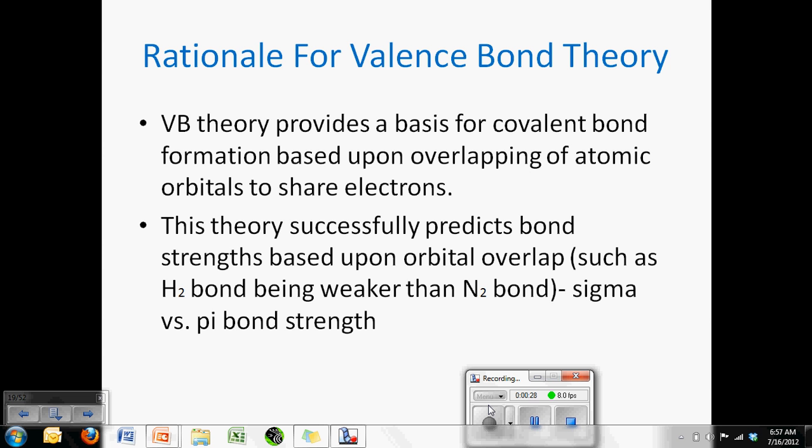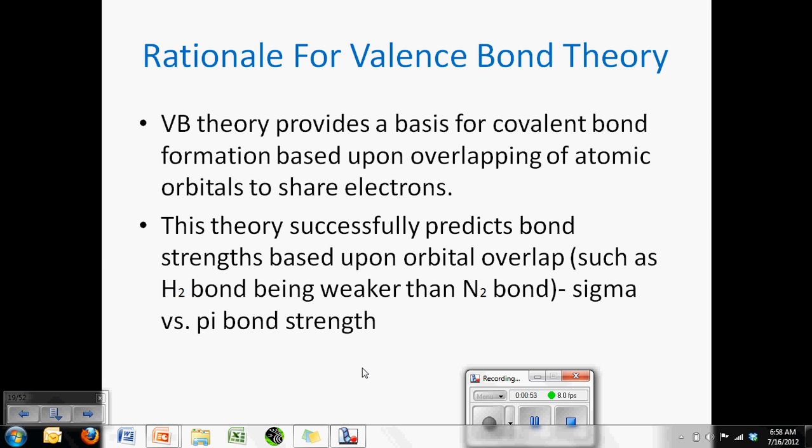Valence bond theory provides a basis for covalent bond formation by assuming the overlap of atomic orbitals. When atomic orbitals overlap, the shared electrons are attracted by the nuclei of the atoms that are sharing the electrons, resulting in formation of a covalent bond.